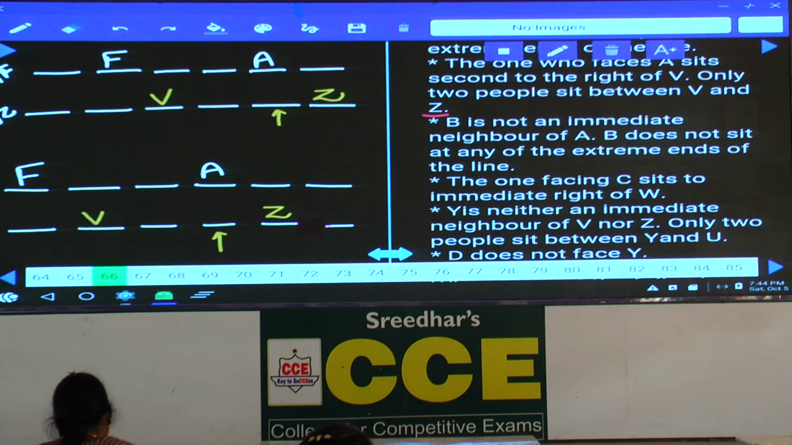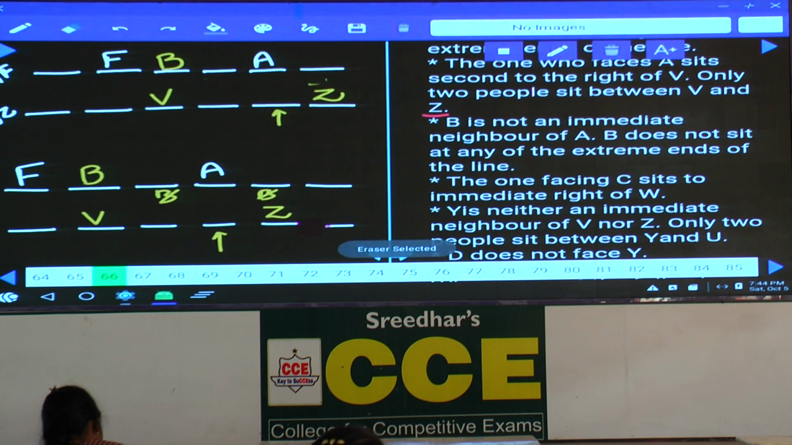B is not an immediate neighbor of A, so B cannot be in these two places. Similarly here also B cannot be adjacent to A. And B does not sit at any one of the extreme ends of the line. Hence in the first case B must be here, and in the second case B must be here. In both the cases B is to the immediate left hand side of F. Clear now?